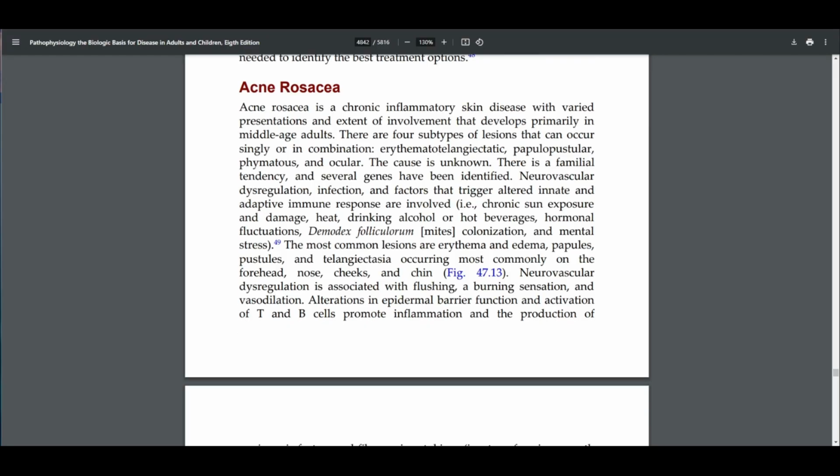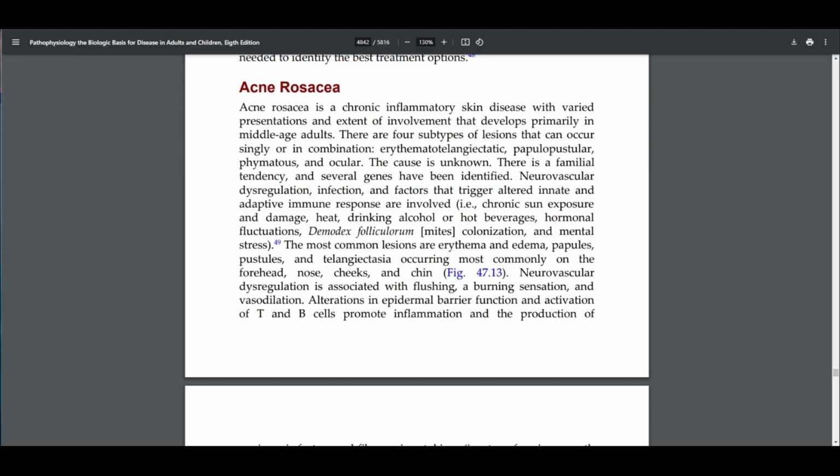That brings us to acne rosacea. Acne rosacea is a chronic inflammatory skin disease with varied presentations and extent of involvement that develops primarily in middle-aged adults. There are four subtypes of lesions that can occur singly or in combination: erythematotelangiectatic, papulopustular, phymatous, and ocular. The cause is unknown.